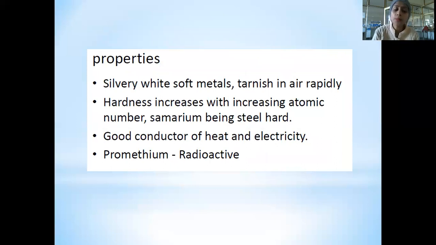Now coming to the physical properties of the f-block elements. They are normally silvery white soft metals, and they tarnish in air rapidly, and their hardness increases with increase in atomic number. Among all the lanthanides, samarium is very hard, it is steel hard. Then they are good conductors of heat and electricity, and some of them are radioactive also, like promethium, which is radioactive in nature.